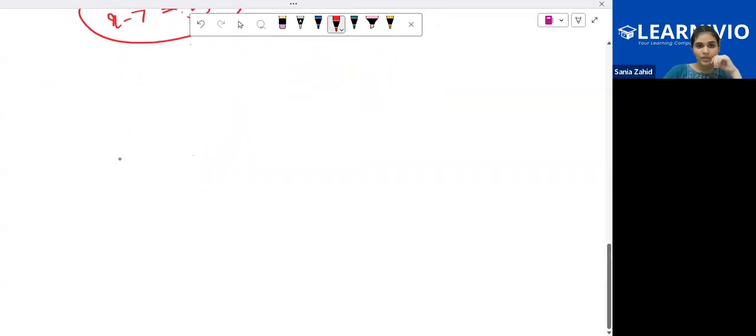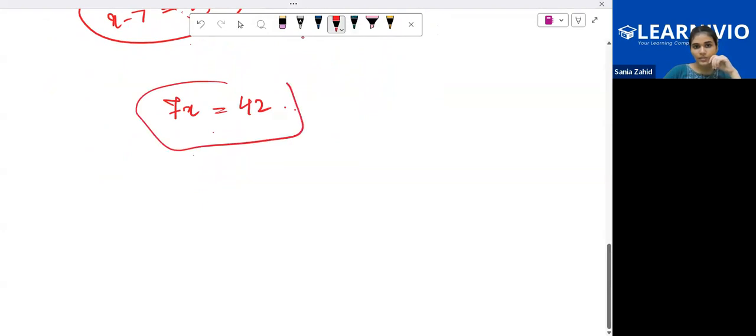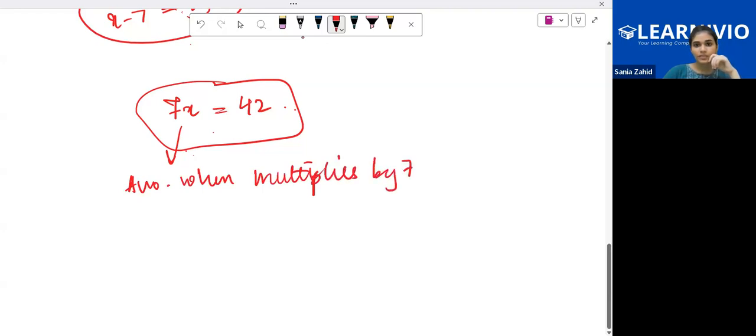Now let's do the opposite. I have 7x minus 2 gives you 3. Okay, this 7x is equal to 42. Now I have to write this equation in the form of a statement. How will I do it? I have a number multiplied with 7 giving me 42. So I can write: a number when multiplied by 7 gives me 42.